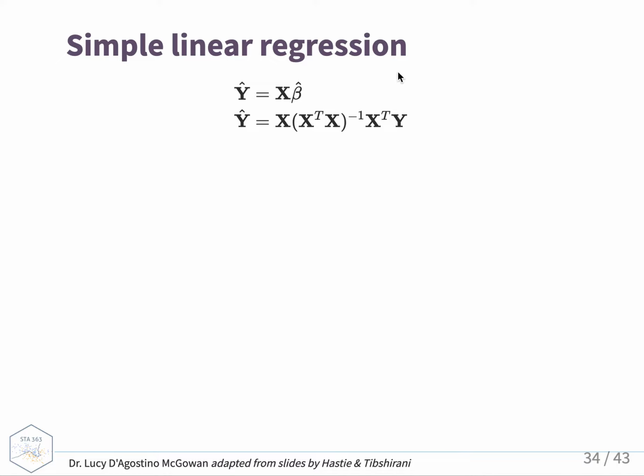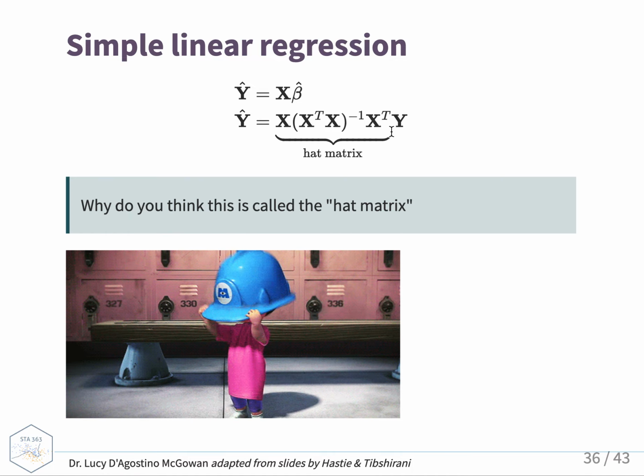And so y hat now is going to be equal to x beta hat. We can plug in that beta hat that we just derived, and we end up with x times x transpose x inverse x transpose y. This here is just the beta hat that we've plugged in. And this piece on the front side, x times x transpose x inverse x transpose, is known as the hat matrix. And why is it called the hat matrix? Because it puts the hat on y. By multiplying y times this hat matrix, you end up with y hat.